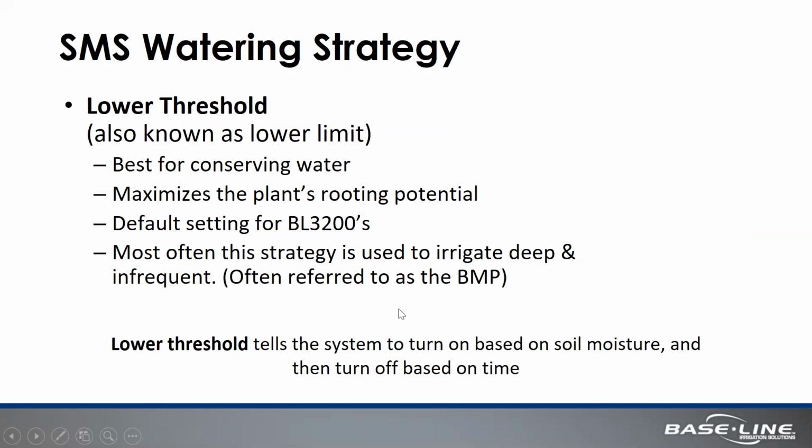When using this data and applying it to an irrigation cycle, the most common watering strategy would be a lower threshold strategy, which means that the lower threshold tells the system to turn on based on soil moisture content and then turn off based on time programmed into the controller. So this literally controls the frequency of irrigation cycles to promote a deep and infrequent watering scenario that is often referred to as the best management practice for irrigation of landscapes.